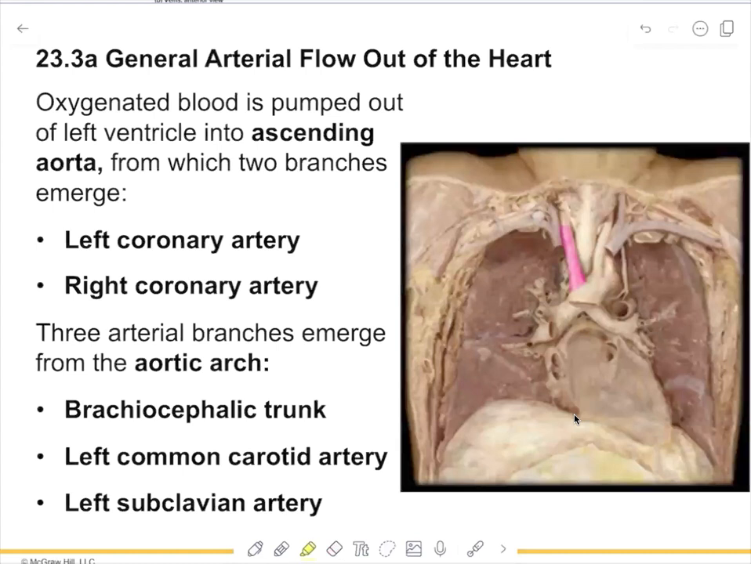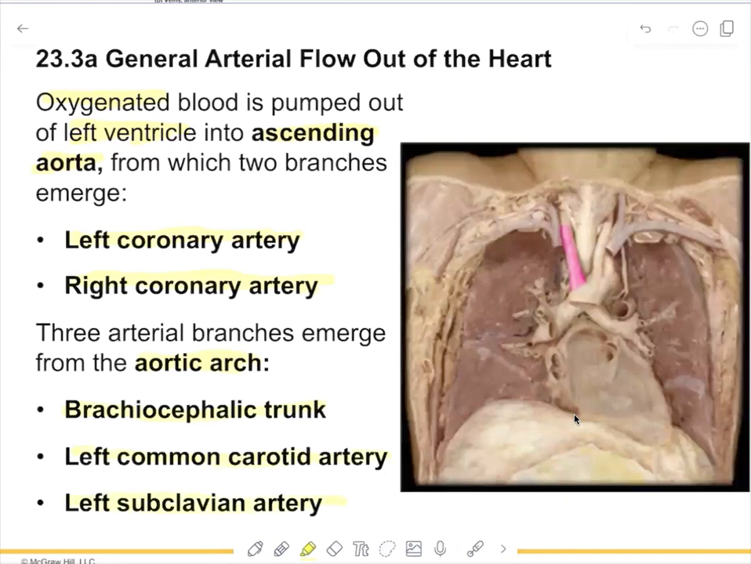General outflow of the heart begins with oxygenated blood that is being pumped out of the left ventricle into the ascending aorta. There are some branches off of the aorta, the first of which is the two branches that lead directly to the myocardium, called the left coronary artery and the right coronary artery. There are then three major branches off of the aortic arch. They begin with the brachiocephalic trunk, the left common carotid artery, and the left subclavian artery.